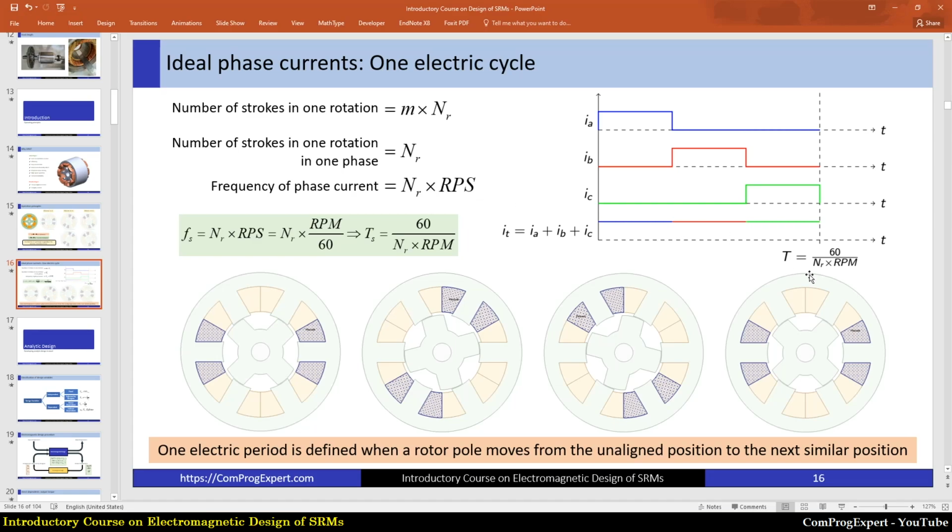So you can remember this important equation. Later, we will use this equation multiple times. So in one electric period, we have m strokes. The total number of strokes in one rotation is m times nr. The number of strokes in one phase is equal to nr, and this is the frequency of the phase current.